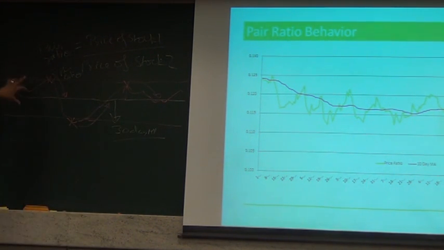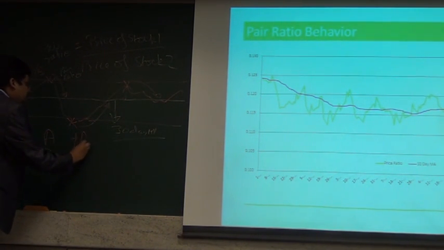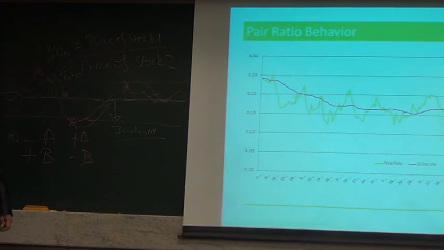Whenever I am able to identify such points based upon the properties of my pair ratio and the pair, say the pair ratio is A by B, at this point my trade will be going short on A and going long on B, because this pair ratio should decrease. Here the trade will be going long on A and going short on B. So the whole idea is, statistically, is it possible to find these trades?